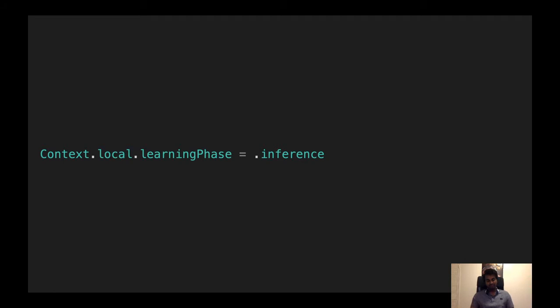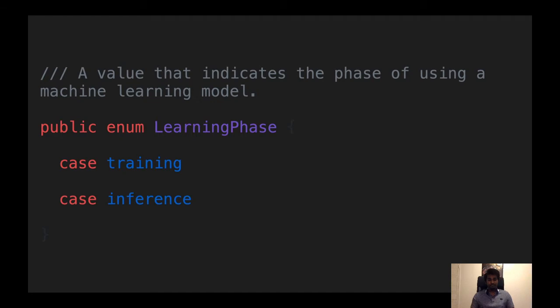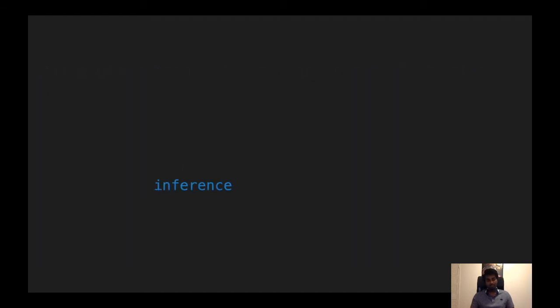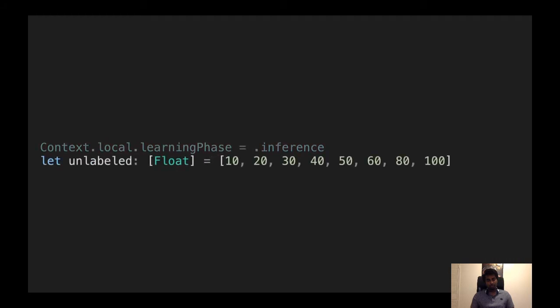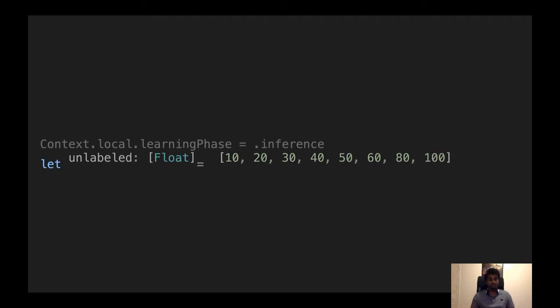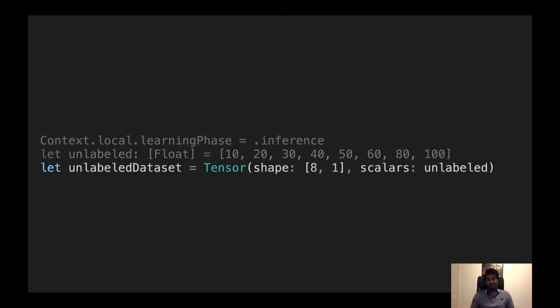Now let's go to the inference phase. Inference, if you remember, is an enum part of learning phase. We're telling the model we're going to start using it for prediction. And now I have this unlabeled data set. We're going to try to predict the value for 10, 20, 30, 40, 50, 60, 80, 100. The unlabeled data set is a scalar. We're going to convert it to a vector, to a tensor. The shape is 8 by 1, because 8 is unlabeled.count, and 1 output.